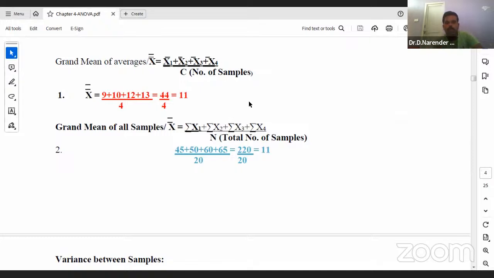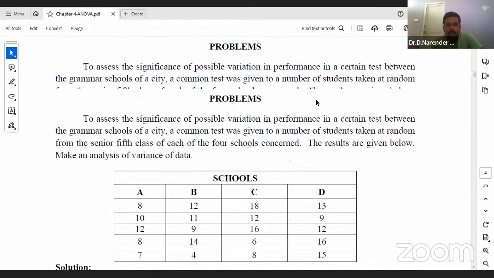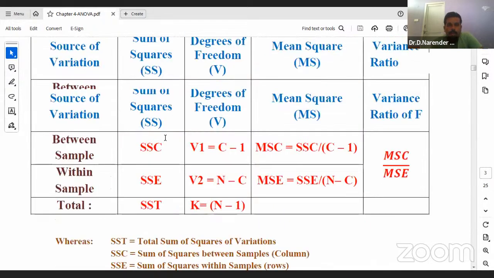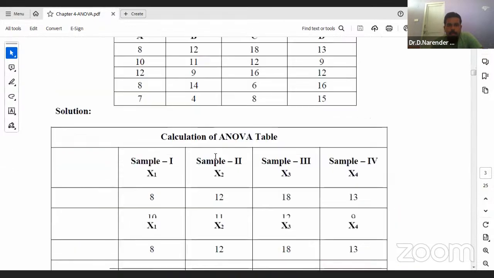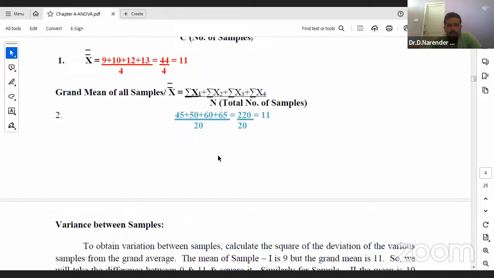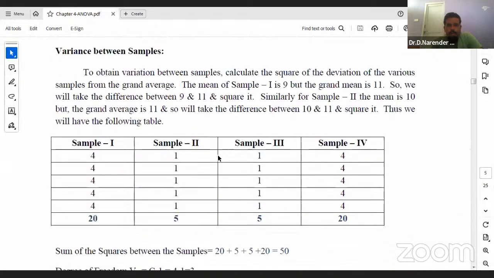Okay, so now the SSC value we are going to find out. This SSC step begins here, between samples. First step, variance between samples. Observe carefully. To obtain variation between samples, calculate the squares of deviation of the various samples from the grand average. The mean of sample 1 is 9, but the grand mean is 11. So we have to take the difference between 9 and 11 and square it.